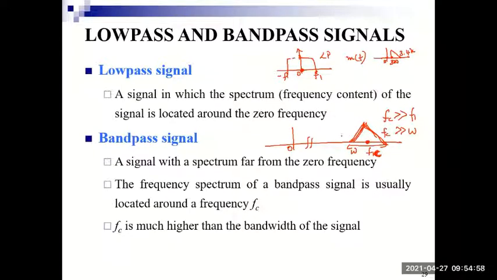Whenever a signal is located at a high frequency which is far away from 0, usually surrounding the carrier frequency Fc, and that carrier frequency Fc is much greater than the bandwidth of the signal, then we call this signal band pass. And if a signal is located close to 0 or inclusive of 0, then we call such a signal a low pass signal. So these are the basic definitions.